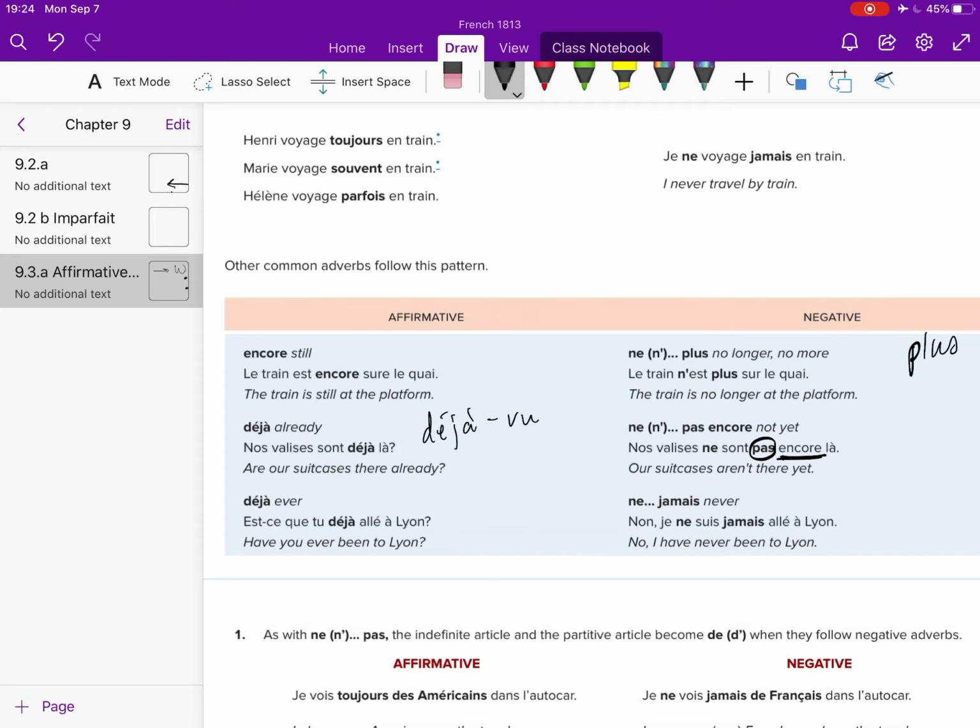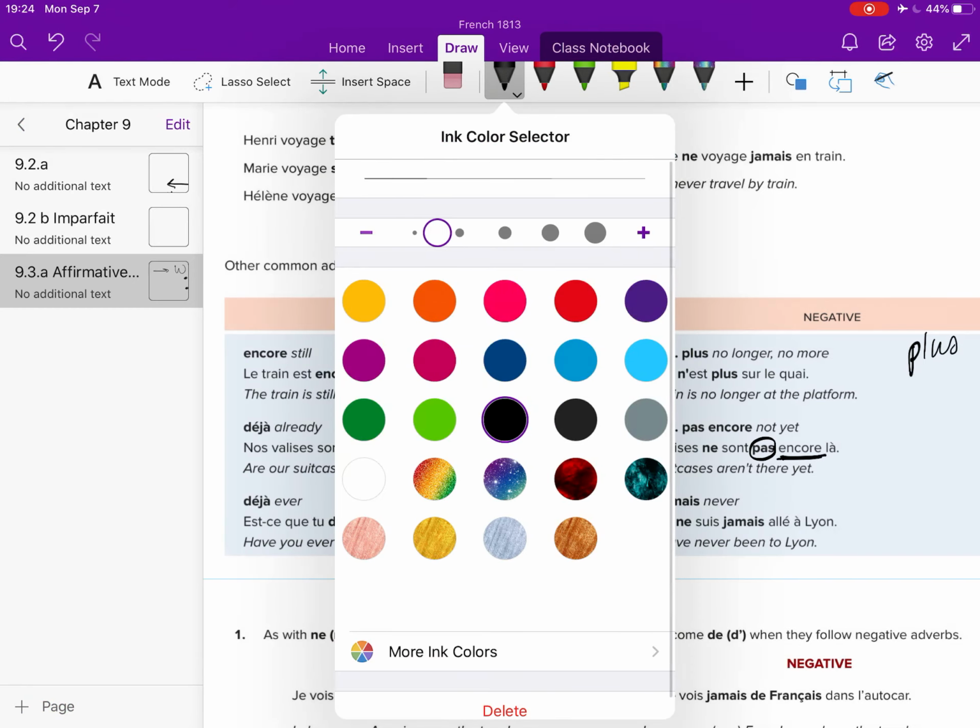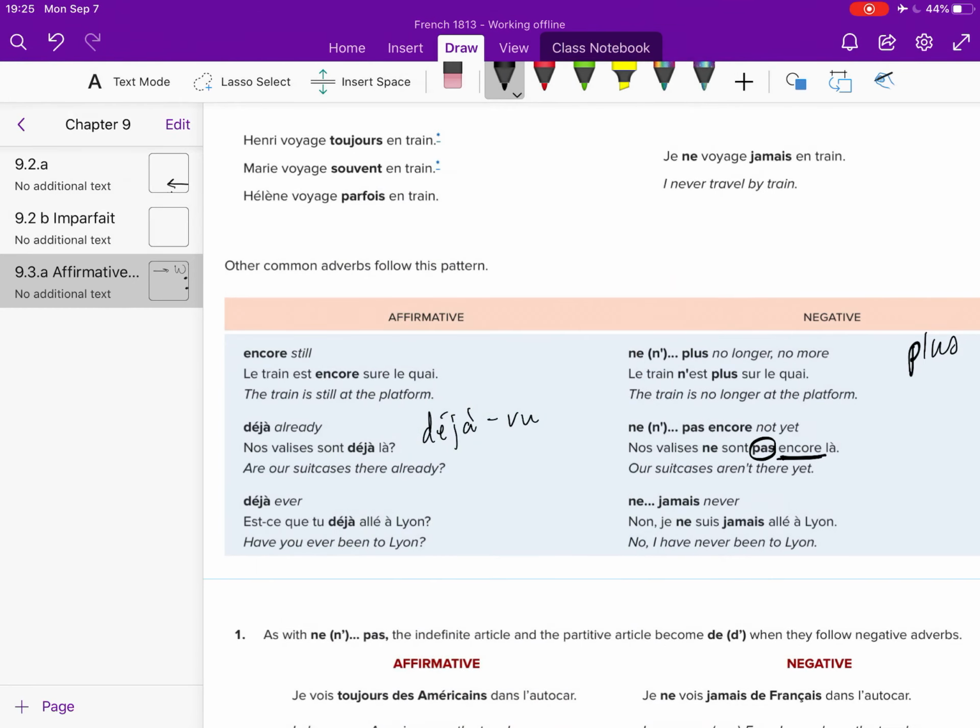The last one that we're working on today is déjà as the word meaning ever. So, est-ce que tu es déjà, oh, they have a typo in this, that's funny. So, est-ce que tu es déjà allé à Lyon? Have you ever been to Lyon? So that A is supposed to go right here. And the opposite here is ne jamais, which is never. Non, je ne suis jamais allé à Lyon. I've never been to Lyon.